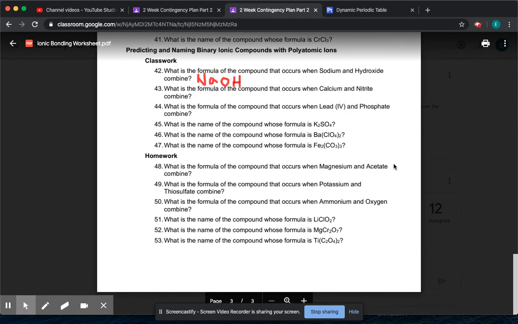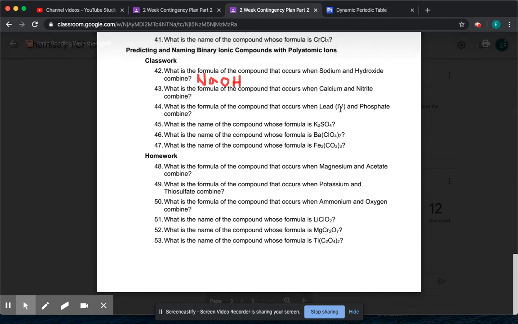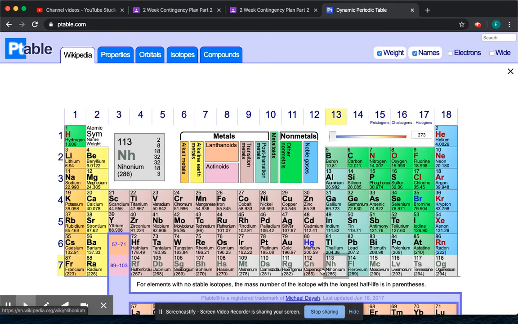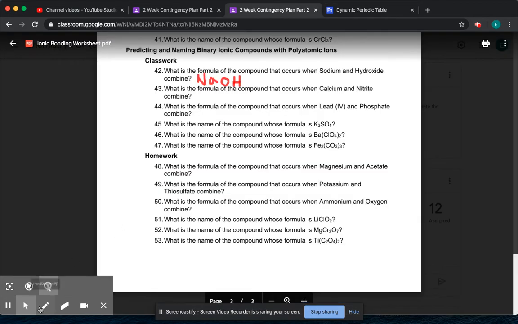Okay, we're at 15 minutes. All right, I'll do 2 formulas and I'll do 2 names. Let's do one that has a transition metal here. Lead(IV) and phosphate. We are adding lead(IV) and phosphate. So lead is Pb. I want to confirm that, yeah, right here. Lead is Pb.